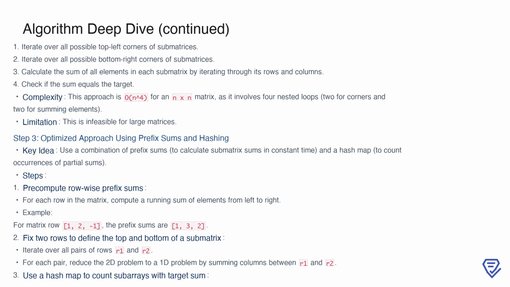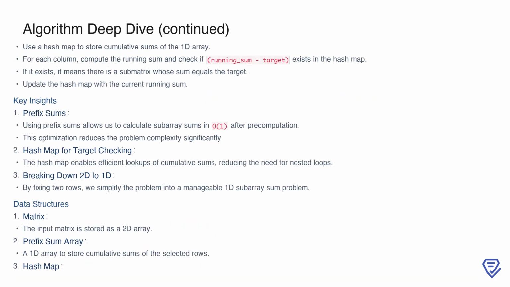To improve efficiency, we can use an optimized approach that combines prefix sums and hashing. The key idea is to pre-compute sums to avoid redundant calculations and leverage a hash map to quickly identify submatrices that match the target sum. The optimized approach begins by pre-computing prefix sums for each row. This allows us to calculate subarray sums in constant time after pre-computation. For instance, a row like 1, 2, -1 will have prefix sums 1, 3, 2.